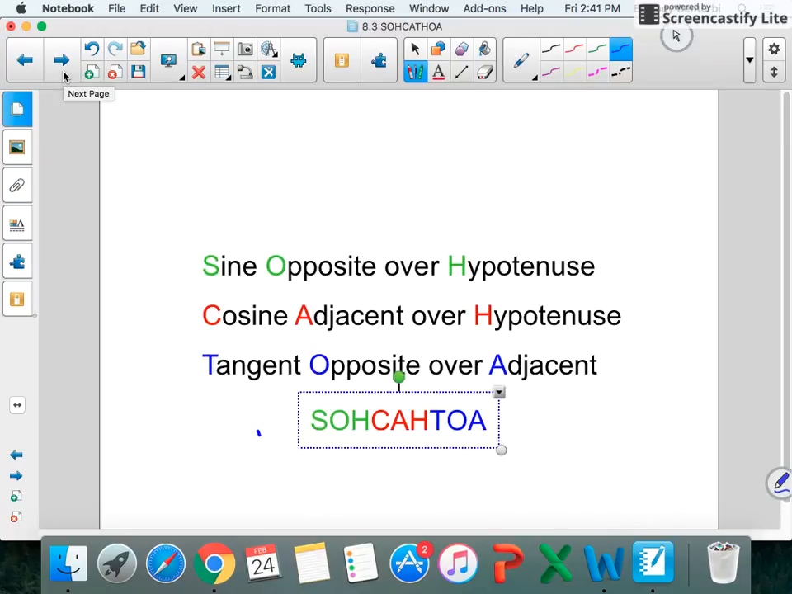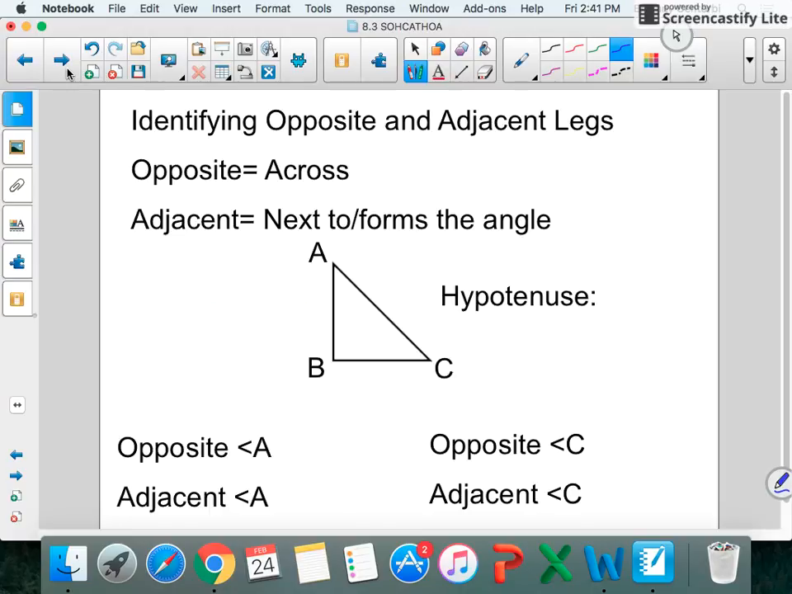And so what people have come up with is a way to remember what goes with what. It's called SOHCAHTOA. It just stands for sine means opposite over hypotenuse, cosine means adjacent over hypotenuse, and tangent means opposite over adjacent. So it's just a shortcut way to help you remember it. And it obviously doesn't make sense now until we do a few examples.